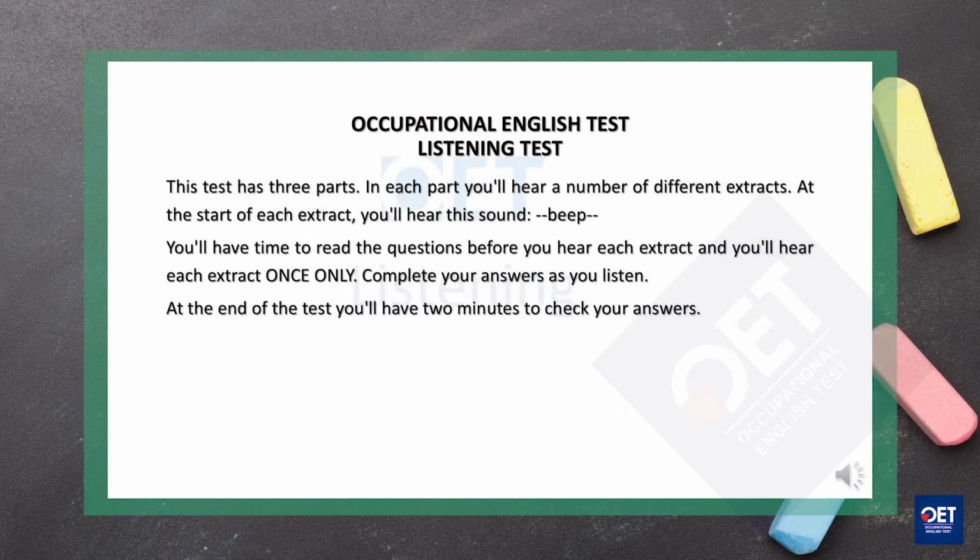Part of the Occupational English Test has 3 parts, and in each part you hear a number of different extracts. At the beginning of the test, you will hear a beep sound. You have time to read the questions before you hear the extracts. You will hear each extract once only. You have to complete your answers as you listen. At the end of each test, you will be given 2 minutes to check your answers.